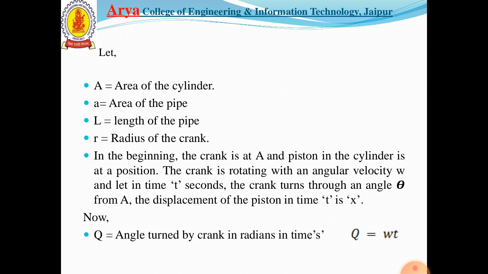In the beginning, the crank is at A and the piston in the cylinder is at its initial position. The crank is rotating with an angular velocity omega. Let, in time t seconds, the crank turn through an angle theta from A. The displacement of the piston in time t is x. Now the angle turned by the crank in radians in t seconds, theta, equals omega into t.